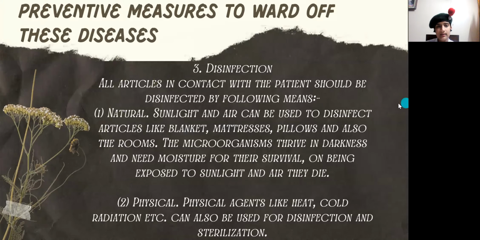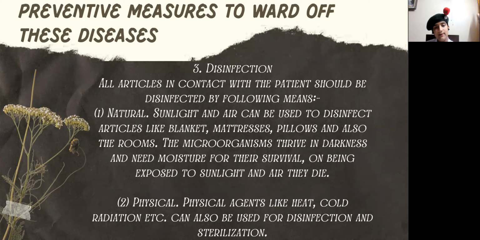Continuing the same thing, the third thing is disinfection. All articles in contact with the patient should be disinfected by following means. Number 1 is natural. Sunlight and air can be used to disinfect articles like blanket, mattresses, pillows, and also the rooms. The microorganisms thrive in darkness and need moisture for their survival. On being exposed to sunlight and air, they die.